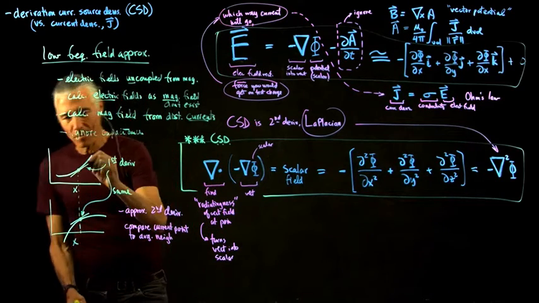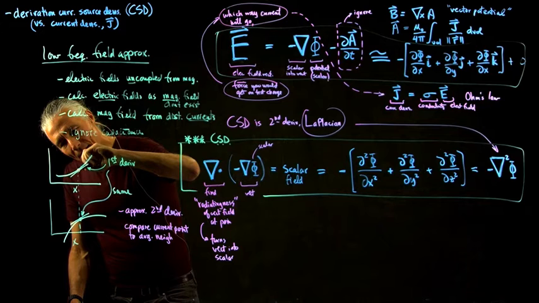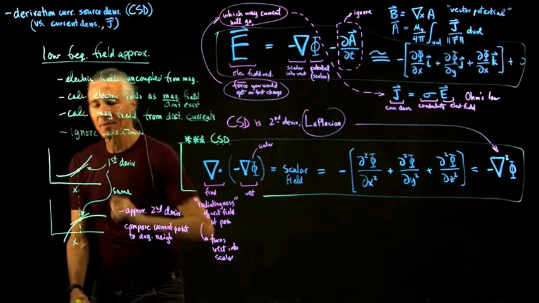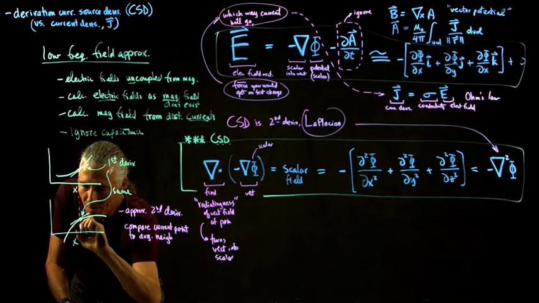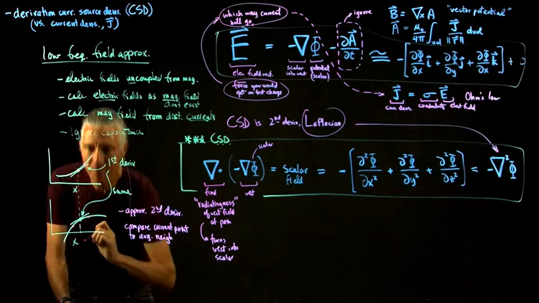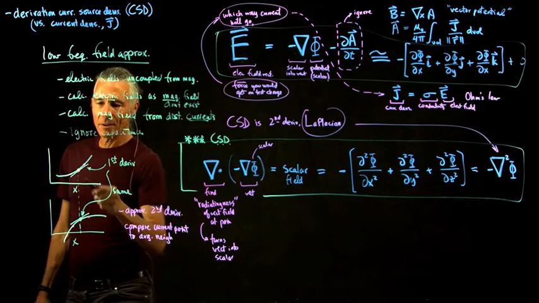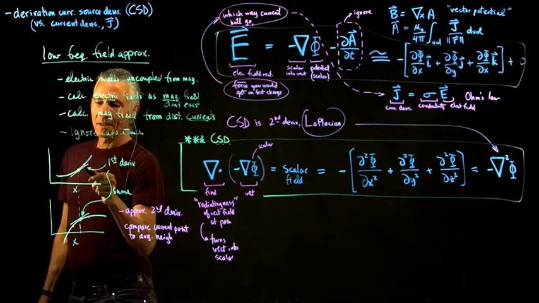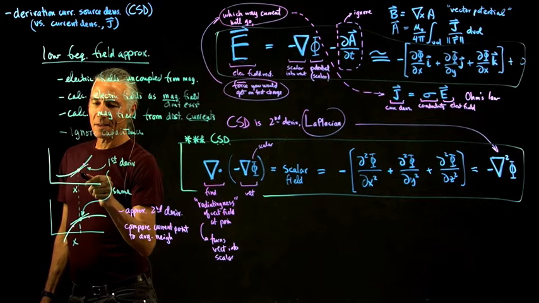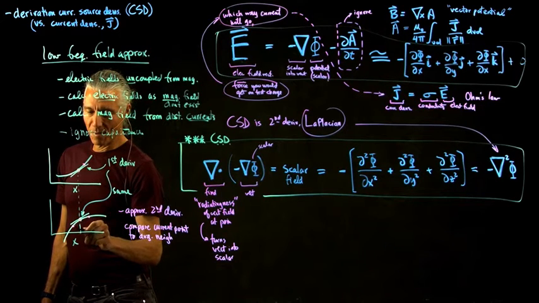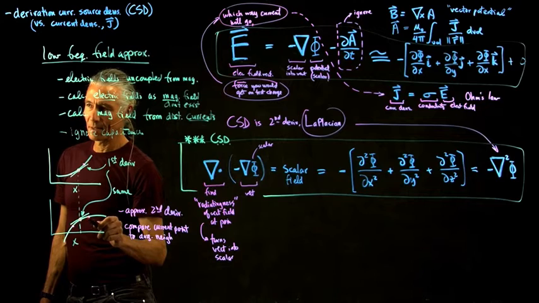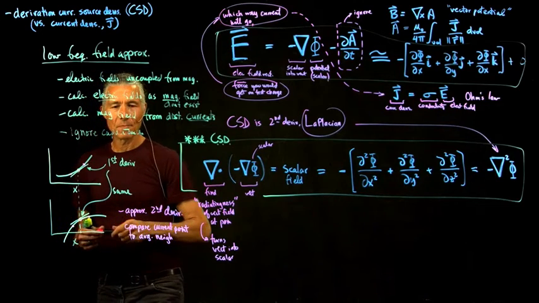So let's just see how that would work here. So if I take a point over here and a point over here, versus a point over here and a point over here. So here you can see that this guy is going to be sort of less than the average of the neighbors. Here you can see this guy is going to be more than the average of the neighbors.